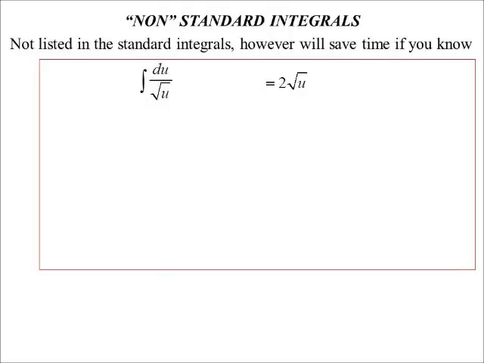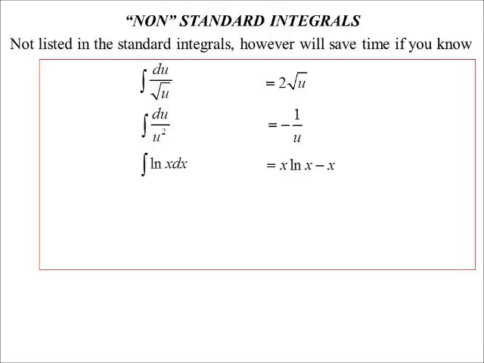That comes up a heck of a lot, especially in some of the mechanics work that we do. Du on u squared, similar one, just minus 1 on u. Because that would be u to the negative 2, add 1 to the power, over the power.